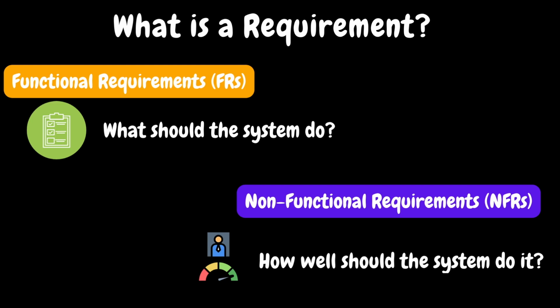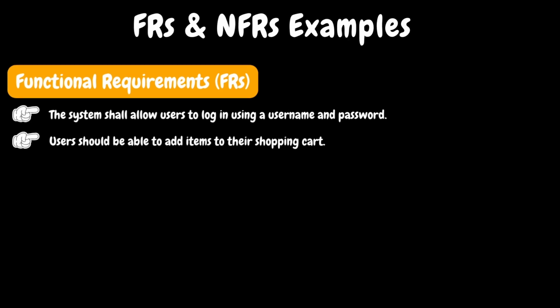Let's explore some of the examples of the functional and non-functional requirements. The system shall allow users to log in using a username and password. In this case, the requirement specifies that the system must allow users to log in using their username and password combination. Another example, like users should be able to add items to their shopping cart. In this requirement, the system should allow users to add items to their cart. So if the system is working as per the above functional requirements, we can confirm that it meets these functional requirements.